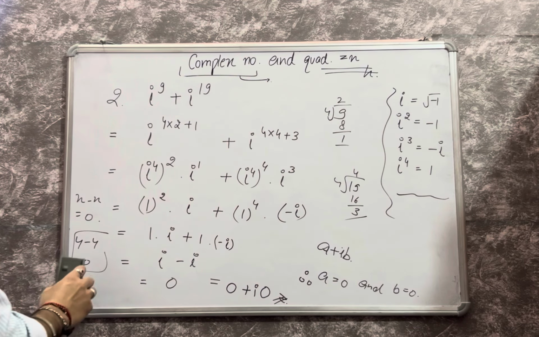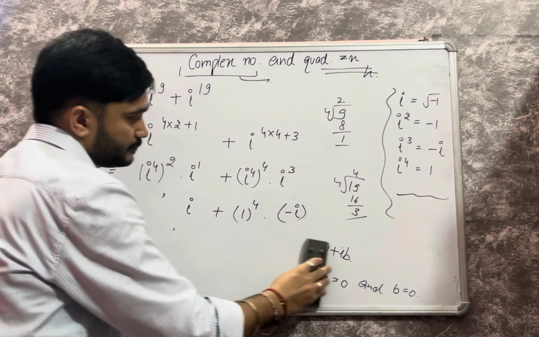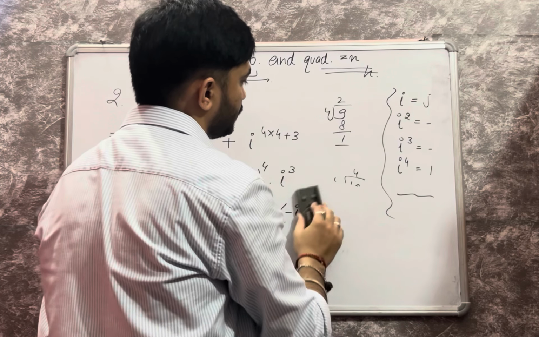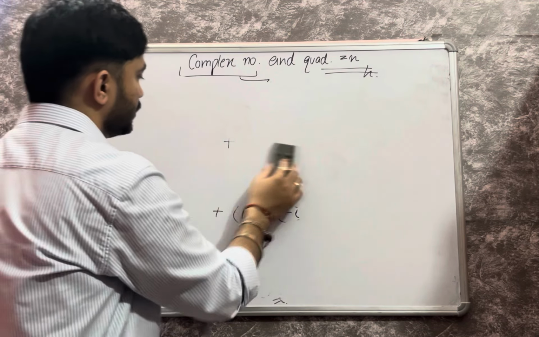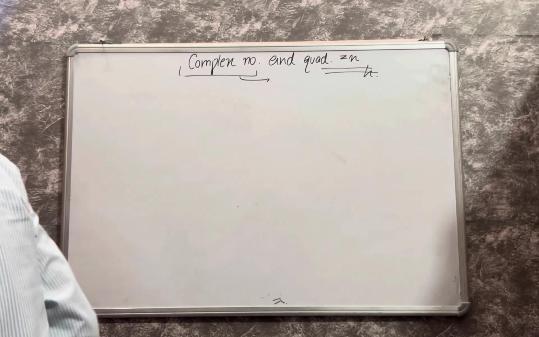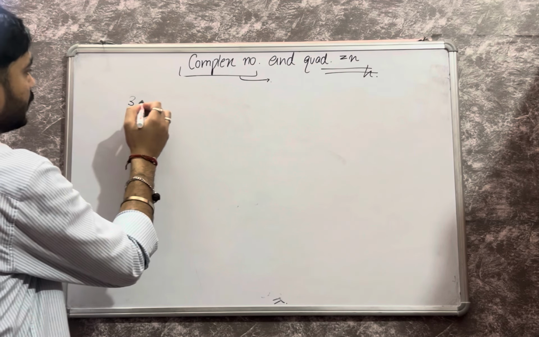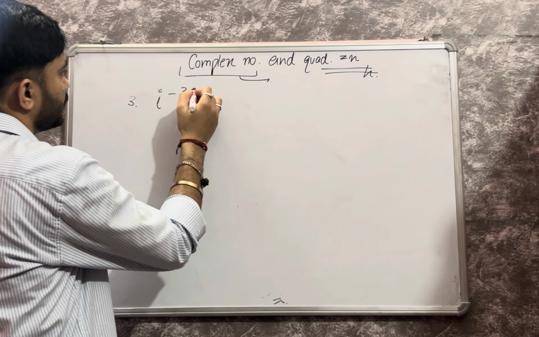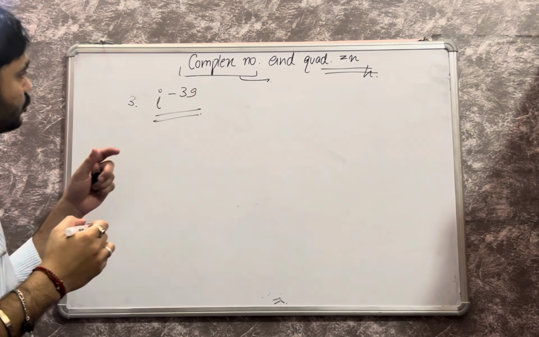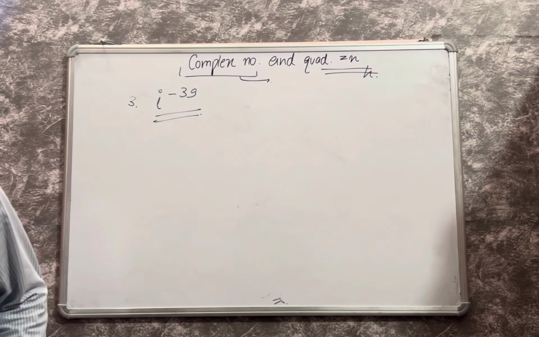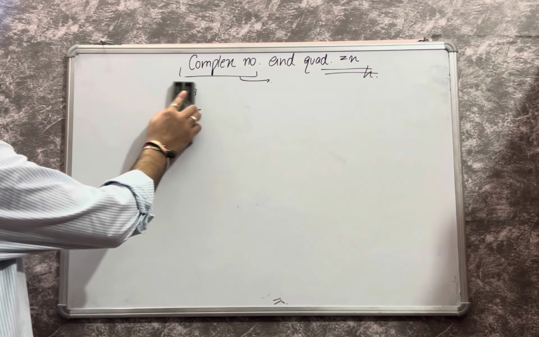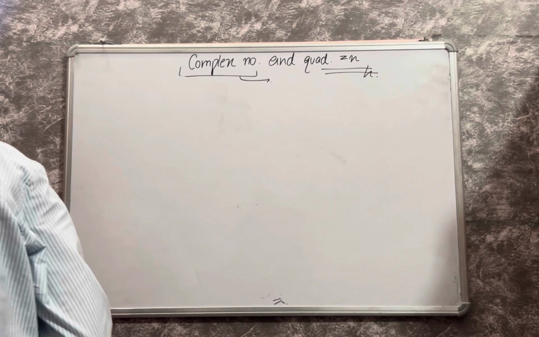Thus you can also write that therefore a is equal to 0 and b is equal to 0. Now moving forward to the third question. Third question is iota raised to power minus 39. But this question is already given as the homework to you, so please find it by yourself. So let us move to the fourth question.